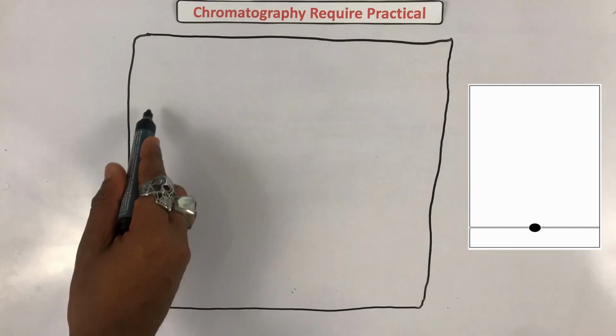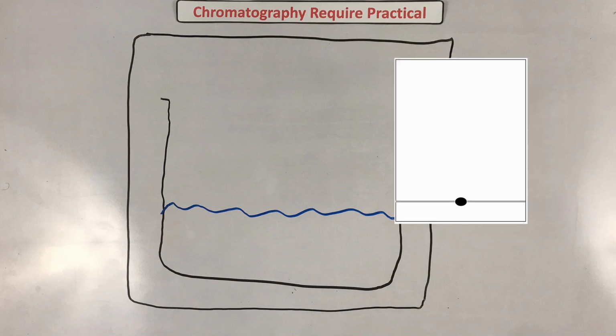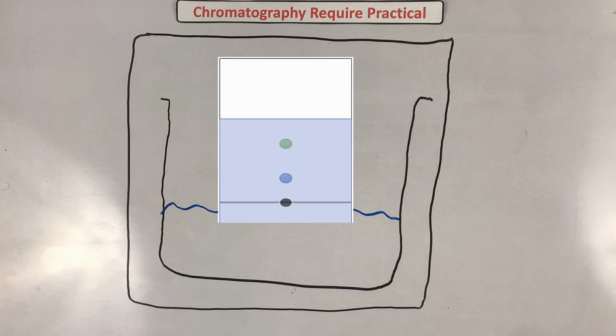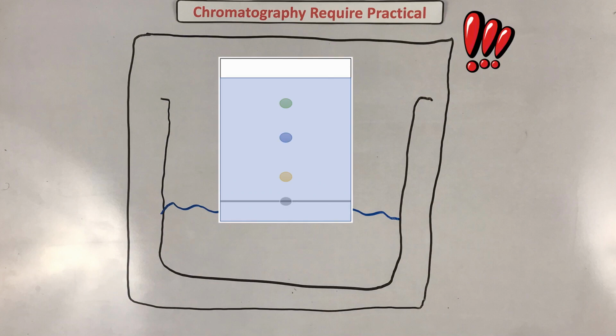After we've drawn our start line, we add a drop of our solution on the start line. The next step involves you placing your paper in a beaker that contains your solvent. This is the next important part. You need to make sure that your solvent line does not start above your start line, because we want the solvent to soak through the paper and carry the dyes to their different heights. Now that your solvent is soaking up through your paper, you wait and allow the different dyes to separate.